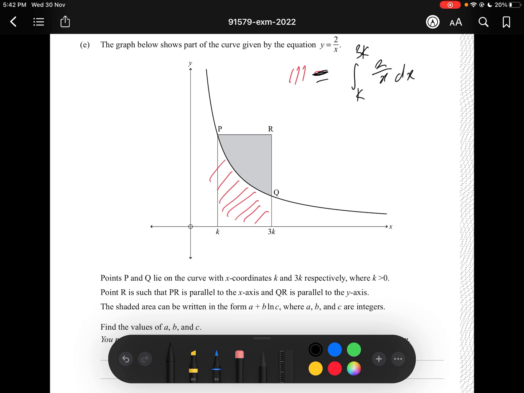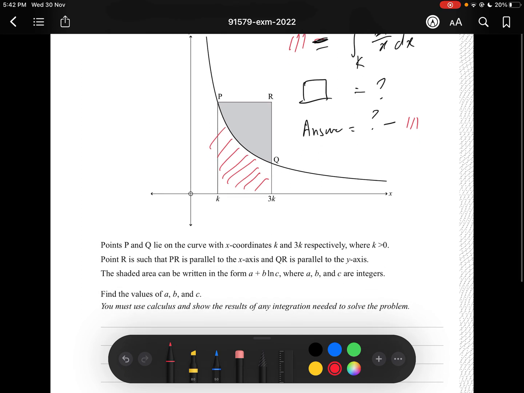So now, since we know that that area is just the area underneath the graph of 2 on x from 3k to k, all we need to do now is just find the area of the rectangle. So we want to find the rectangle area. And our answer is equal to question mark minus the red area. So that's us just breaking down the question of what we need to find out. So let's just work out the area of the rectangle first.